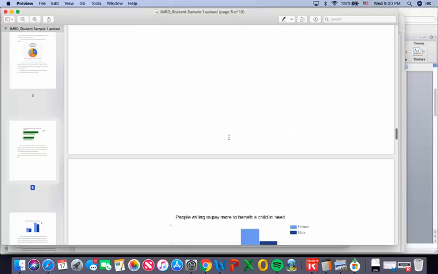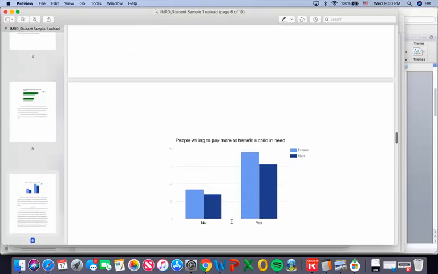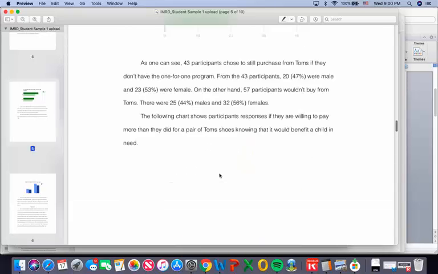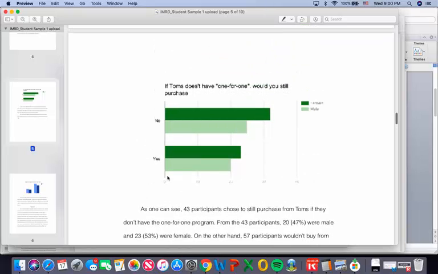I would put then, people willing to pay more to benefit a child in need. So that's also kind of more general. And then specifically dialing in on the Tom's One for One, would you still help? Because that's really being more specific. What's nice though is that all these questions are connected so that you can see a general connection between them, which will make it easier in the discussion section.